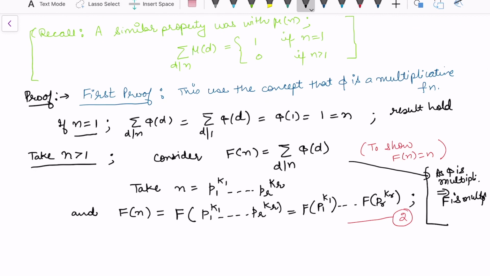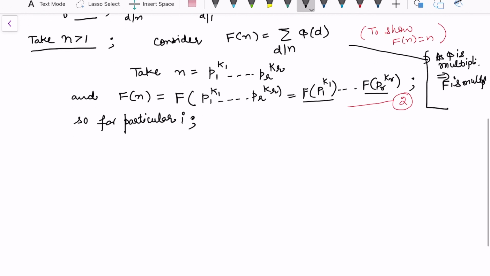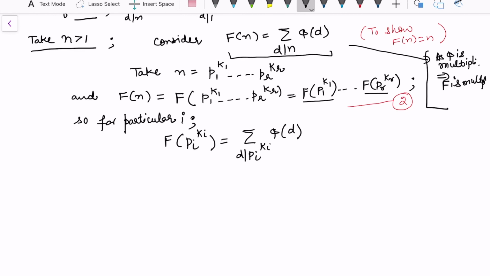Now once this equation number 2 holds, I also want to know what is individual of these quantities. So for a particular i, if I want to calculate what is f of pi to the power ki, by definition what is this function? It means the sum over d dividing pi to the power ki of phi of d, because this is how we have considered our function fn. Now in place of n I have pi to the power ki.